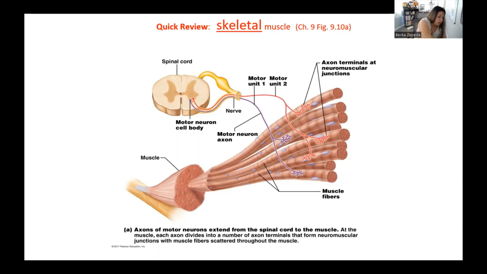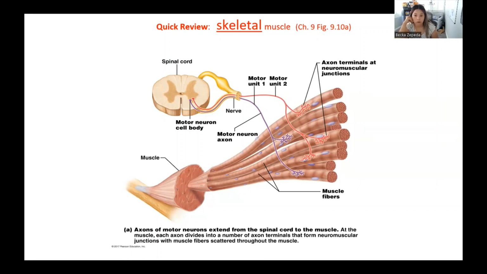so I would be recruiting more muscle fibers to be able to pick up a much heavier object. So then maybe not only one motor unit is being recruited, maybe 2 or 3 motor units are being recruited to allow me to have enough force to pick up that heavier object. So with skeletal muscle, you can recruit more muscle fibers if you need to move a heavier load.